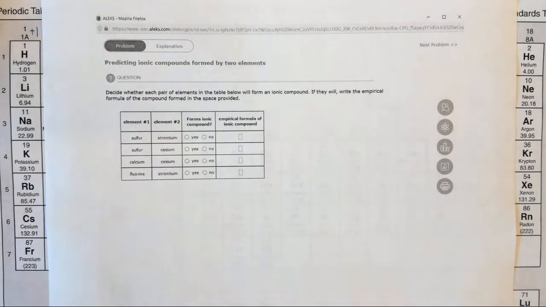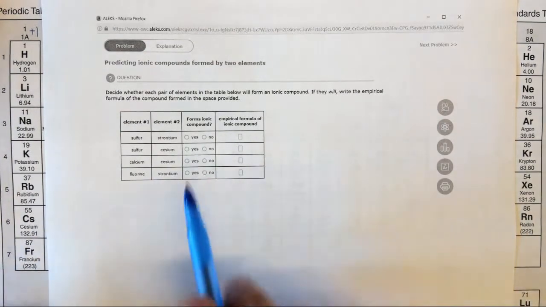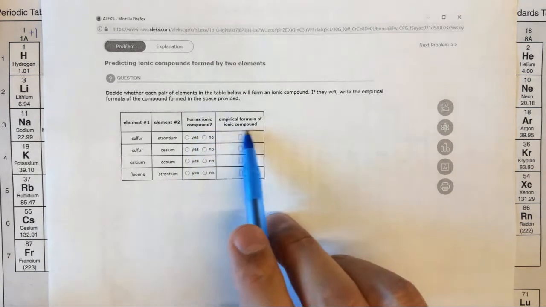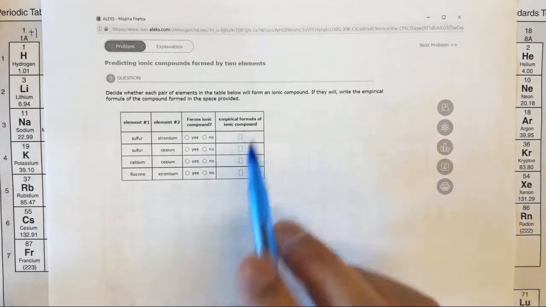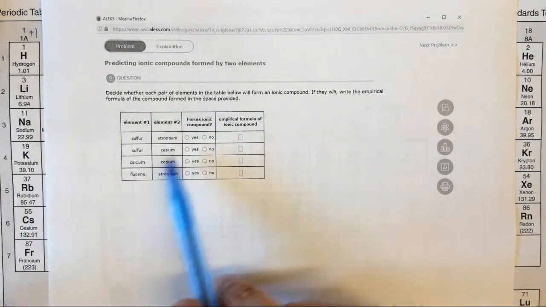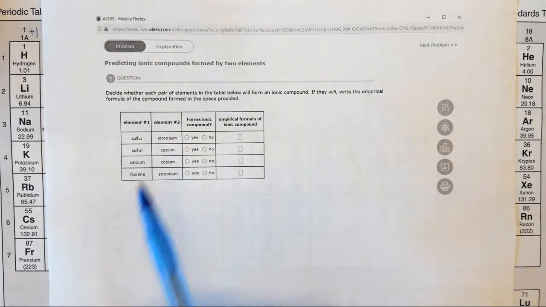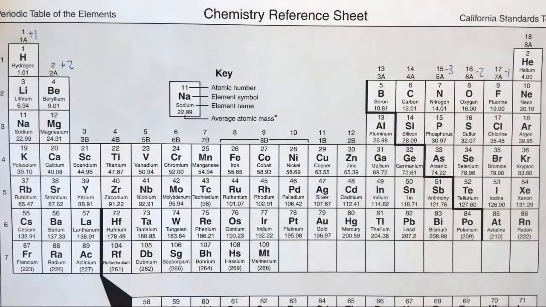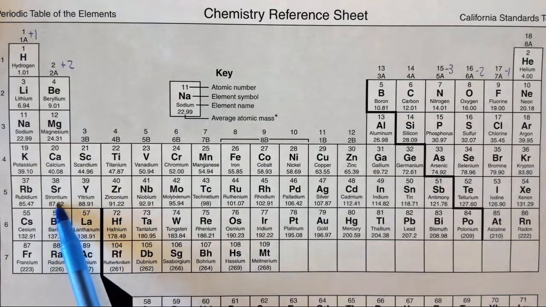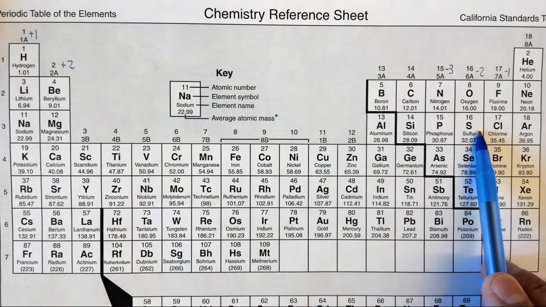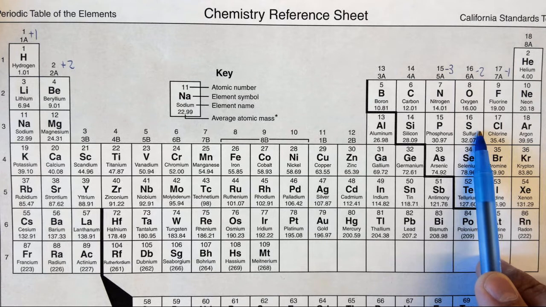In this question, we're asked to determine whether an ionic compound will form, and then if it will, the empirical formula of that compound. So here we have sulfur and we have strontium. In order for an ionic compound to form, we need a metal and a nonmetal. So what you want to do is use your periodic table to find sulfur and strontium. In this case, strontium is a metal, and sulfur is a nonmetal. So yes, an ionic compound will form.